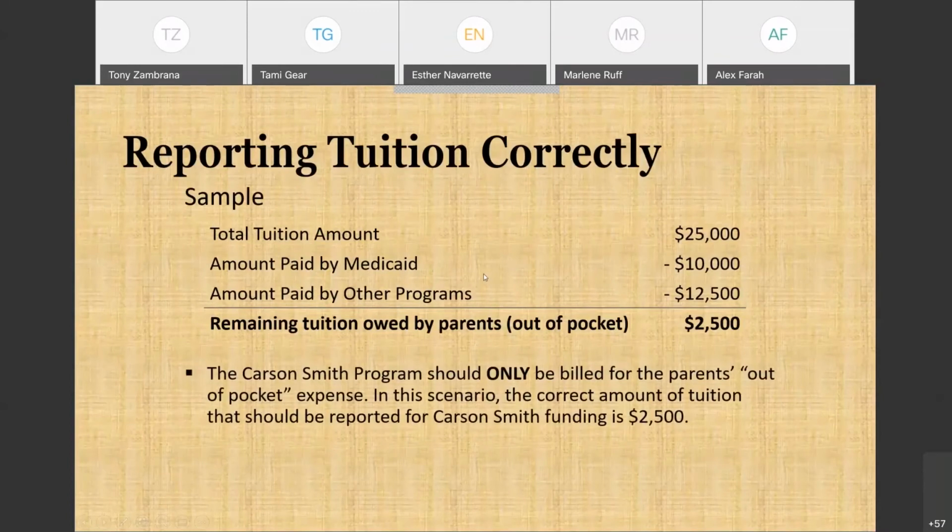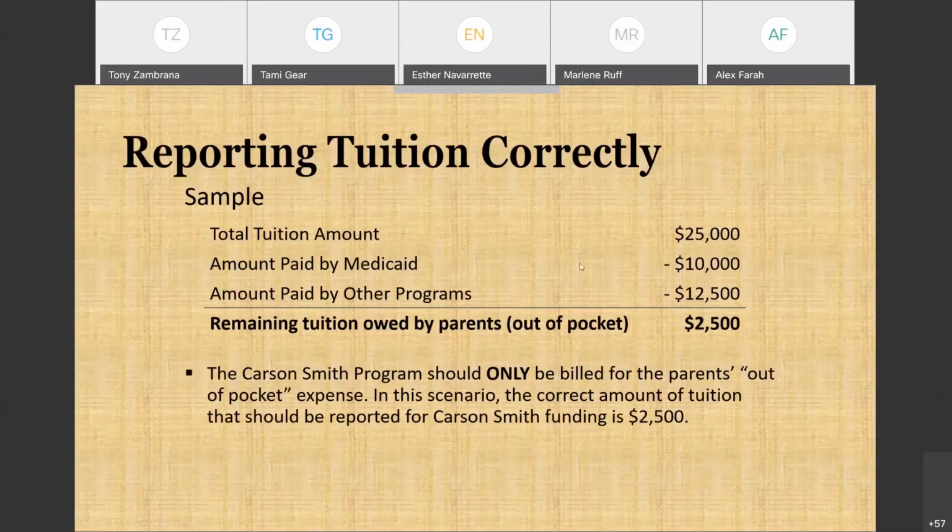This is just to let you know, because there are all the different areas in which the parents might be able to pay for the tuition out of some source or another. I just want to clarify what the correct tuition amount is that we're looking for.